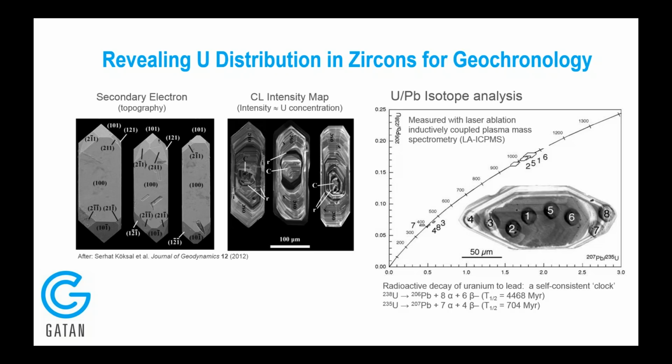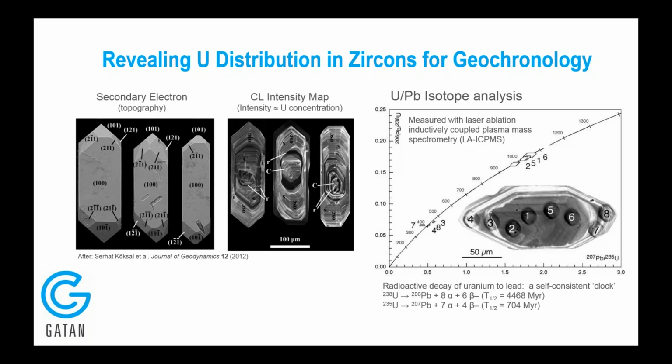So uranium undergoes radioactive decay to lead. And in these minerals, uranium cathodoluminesces strongly and appears bright, whereas lead does not emit light, and so those regions which are rich in lead appear dark. And what this allows you to do, using isotope analysis and CL to guide you, is to date these minerals, when they were formed.